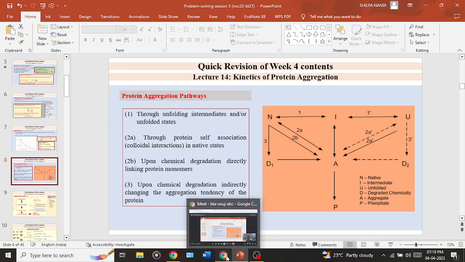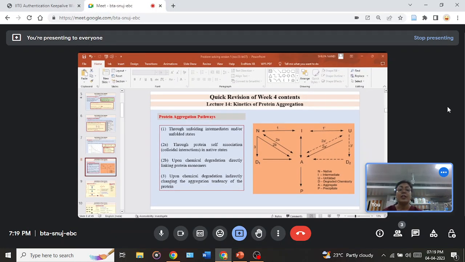Next we'll move to lecture number 14, that is kinetics of protein aggregation. In this lecture, firstly we went through the various protein aggregation pathways. We have four pathways by which a protein aggregates.